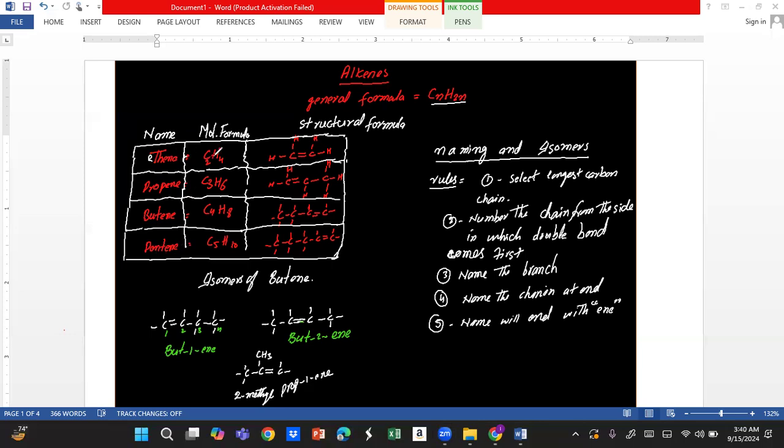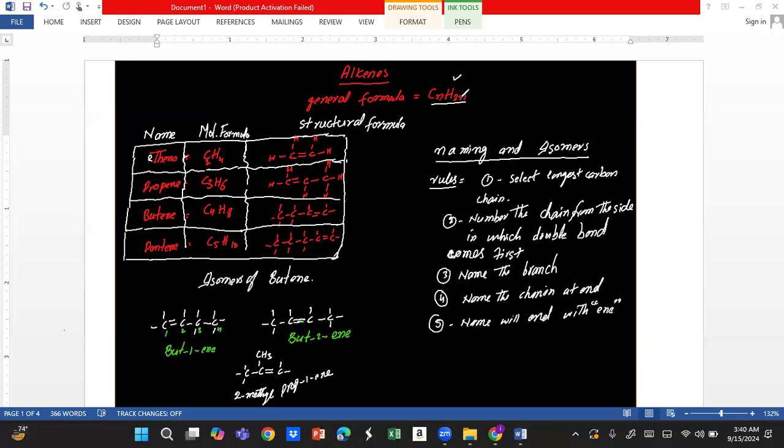So ethene, if you follow this formula, has a molecular formula of C2H4. Put 2 here and double the carbon atoms. Carbon atoms are 2, hydrogen will be 4. Carbon atoms are 3, hydrogen will be 6. Carbon atoms are 4, hydrogen will be 8.